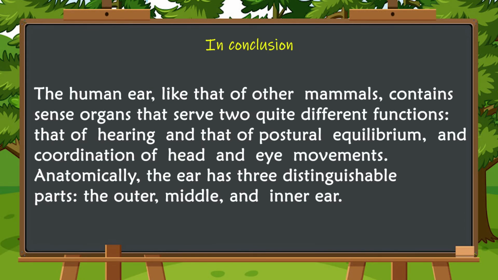In conclusion, the human ear, like that of other mammals, contains sense organs that serve 2 quite different functions, that of hearing and that of postural equilibrium and coordination of head and eye movements. Anatomically, the ear has 3 distinguishable parts: the outer, the middle, and the inner ear.